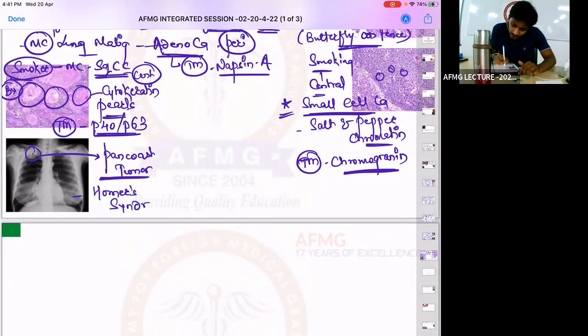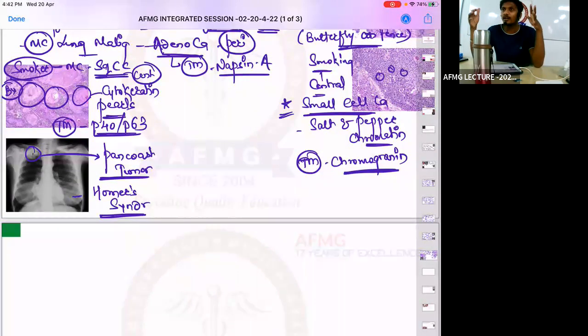Horner syndrome is remembered by PAMELA. P for ptosis, M for miosis, E for enophthalmos, A for anhidrosis, and L for loss of ciliospinal reflex. So if these features are seen in a lung cancer, it is more likely to be which kind of tumor? Pancoast tumor.